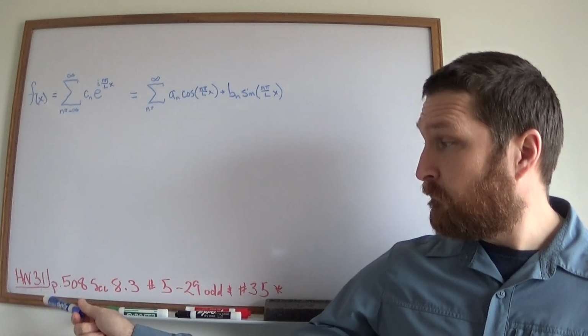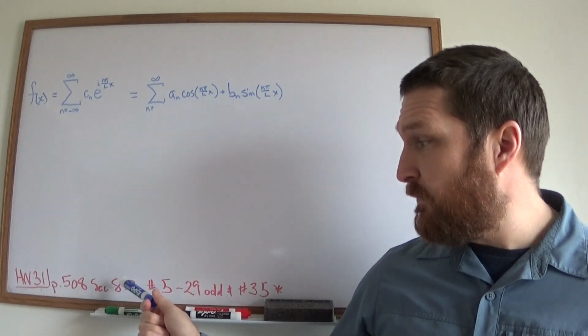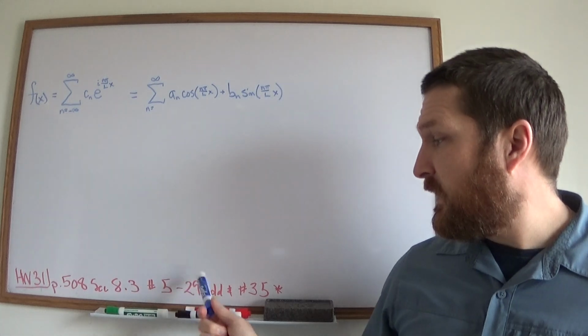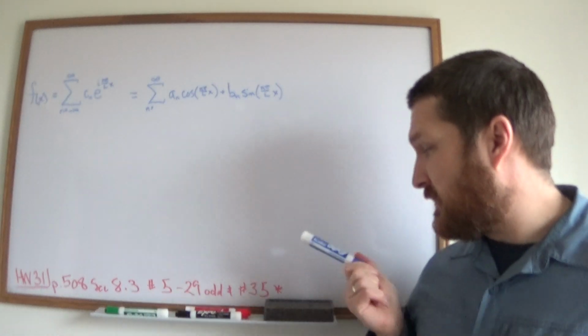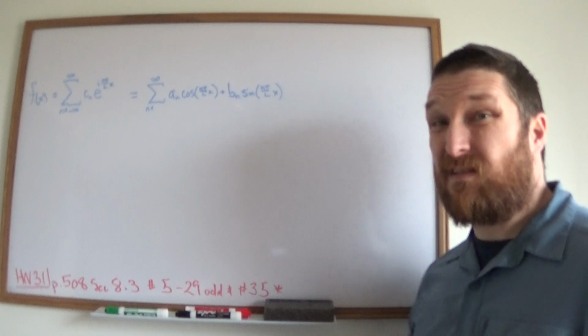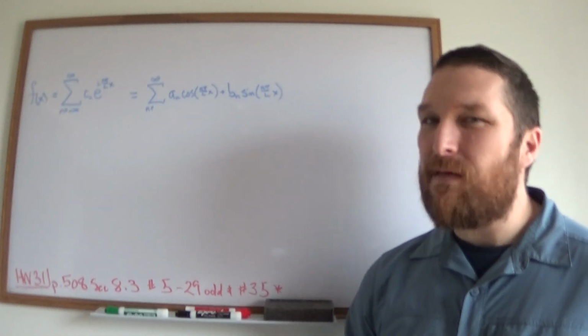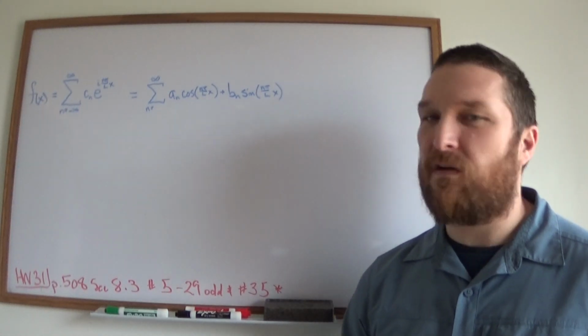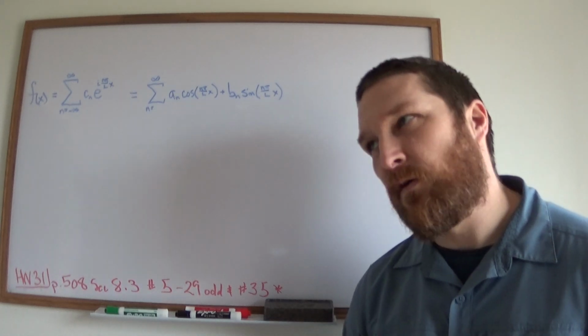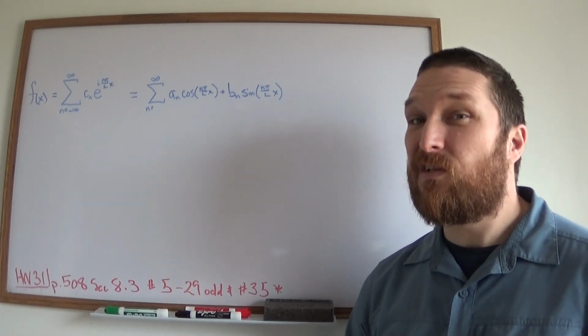Homework 31, page 508, section 8.3, numbers 5 through 29 odd and 35, and yes, I put a star by 35 because it's difficult. Actually, it may be difficult, it may not. You can make it very difficult on yourself. Though, if you just follow the instructions, it shouldn't be too bad.